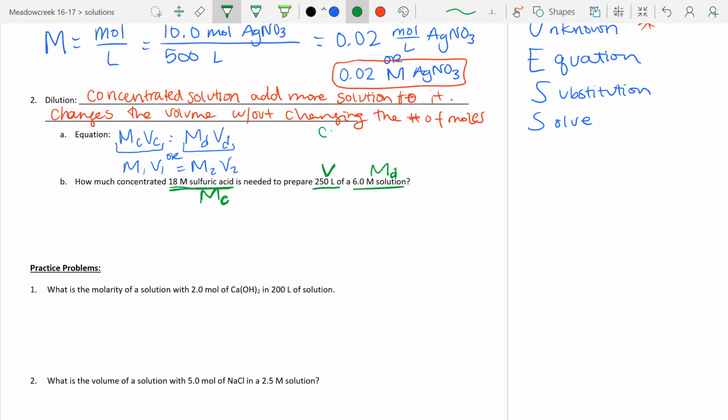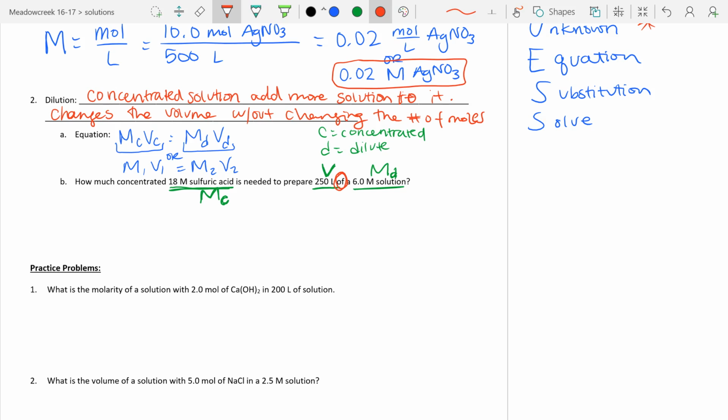And just as a reminder, C stands for concentrated, or the strongest, which is why I picked the biggest number, and D stands for dilute, or the weakest, smallest number. And now we need to decide, okay, well, this volume, which one does it belong to? And this is where we get into our language arts sentence structure. This word of here.